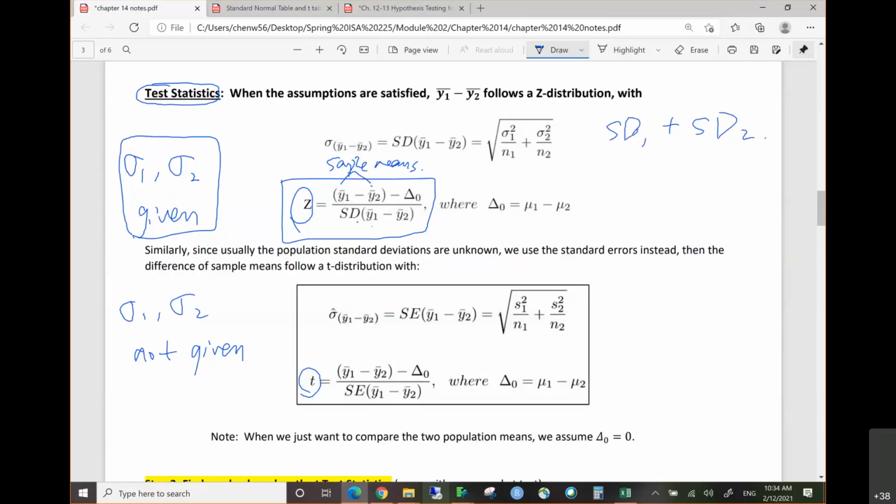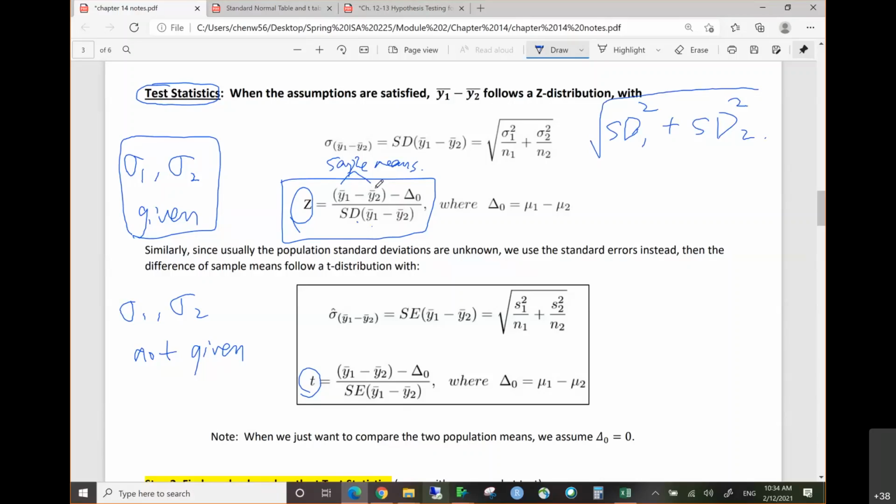But actually we cannot do the summation like this. We need to square them to get a variation and then take the square root to get the standard deviation of the two samples.